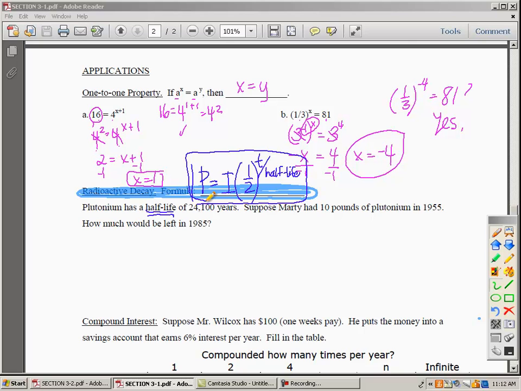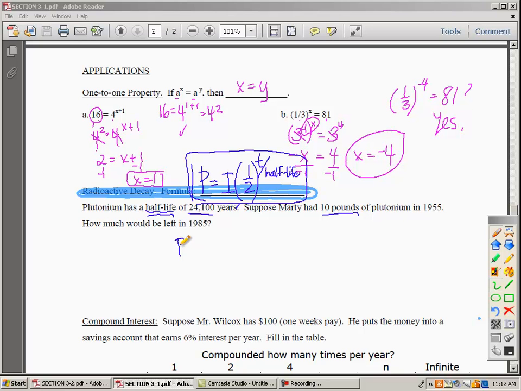Obviously, half-lives, most of the time this would be in the calculator portion, although there is an option for both. So what we're going to do is actually look at an example. Okay, so plutonium has a half-life of 24,100 years. Suppose Marty had 10 pounds of plutonium originally in 1955. How much would be left in 85?